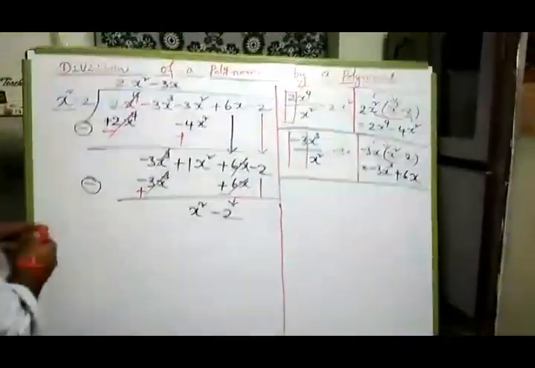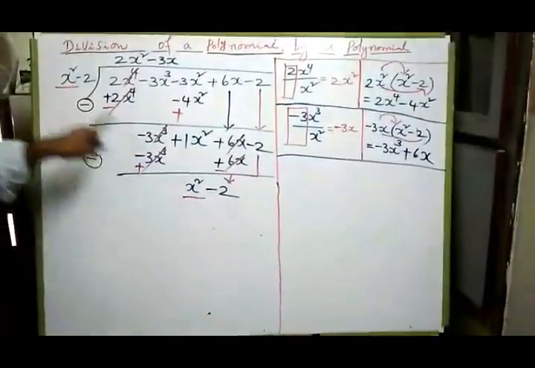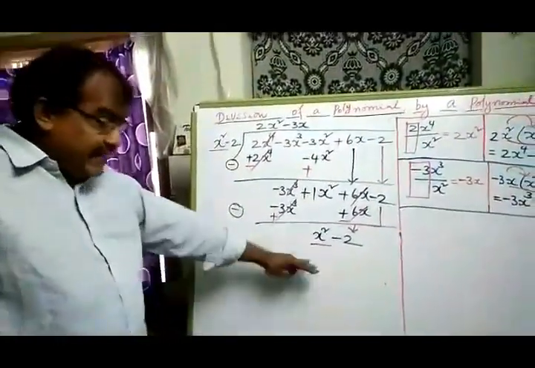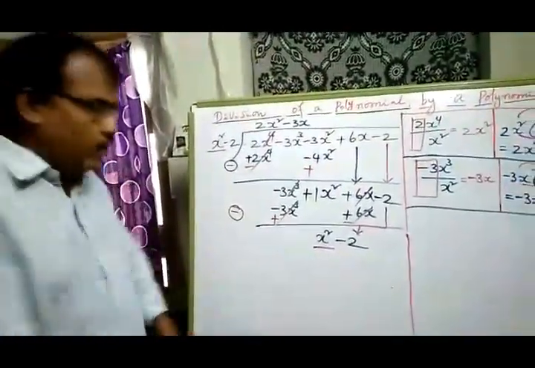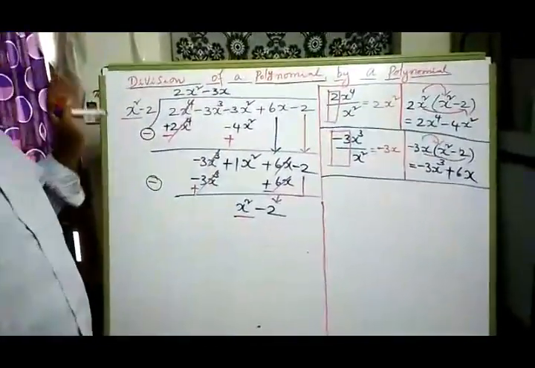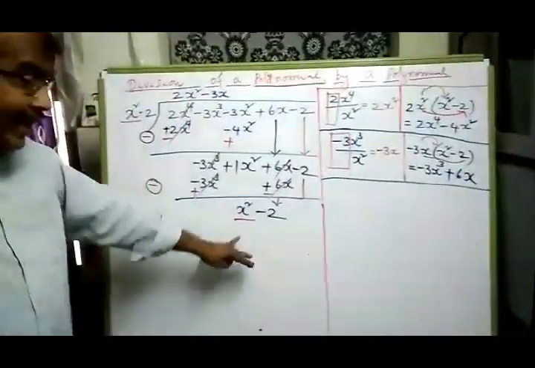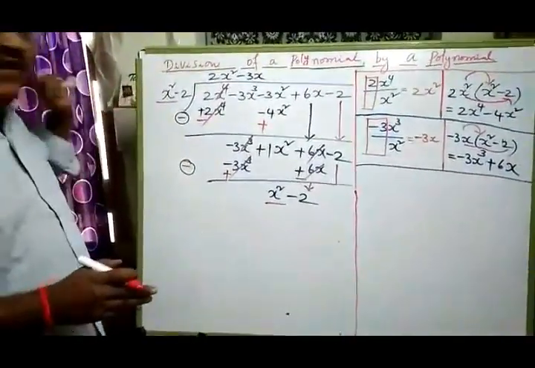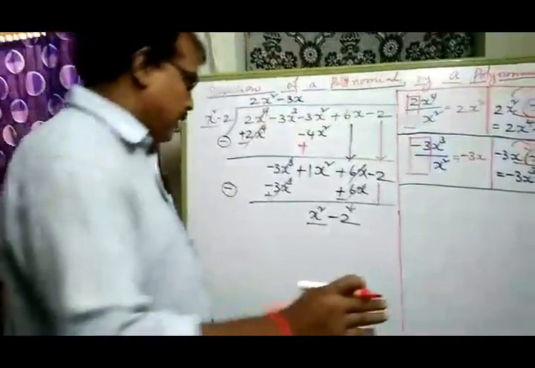Now the new dividend is x square minus 2, and the divisor is x square minus 2. Even then the degrees are equal. The degree of the remainder should be less than the degree of the divisor, then only we can stop the division. What is the degree of this? 2. And the degree of this is also 2. So we can perform the division because the degrees are equal.